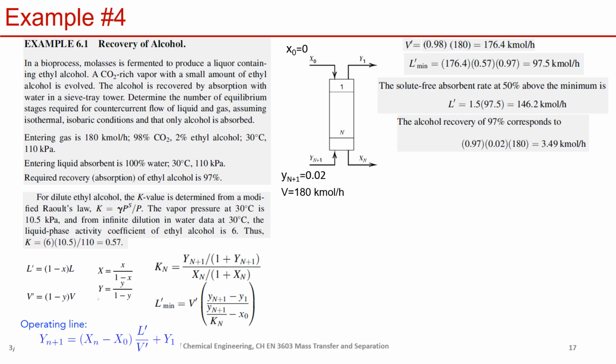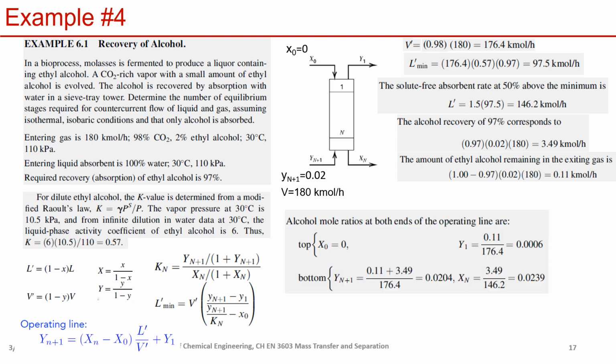Then the alcohol recovery means that in the feed composition you have 0.02 multiplied by 180. That's the total flow rate of your alcohol. Then 97% of that will end up in this stream, right? Then 3% will end up in this stream. That's 1 minus 0.97 multiplied by these two numbers.